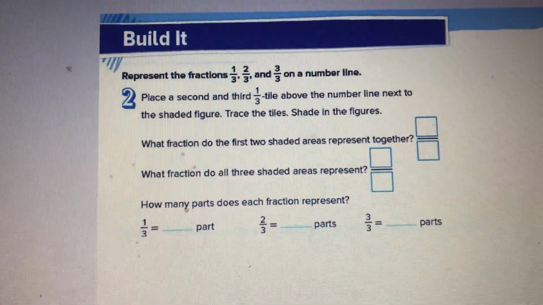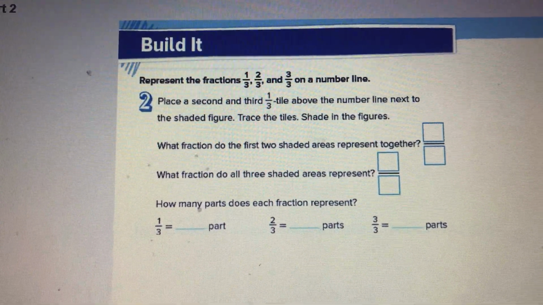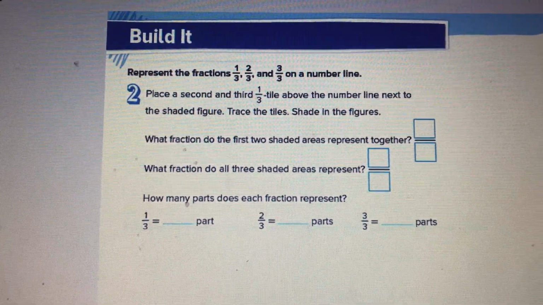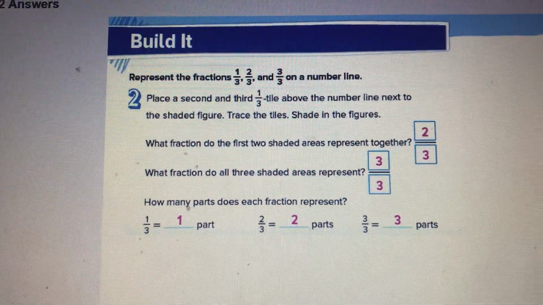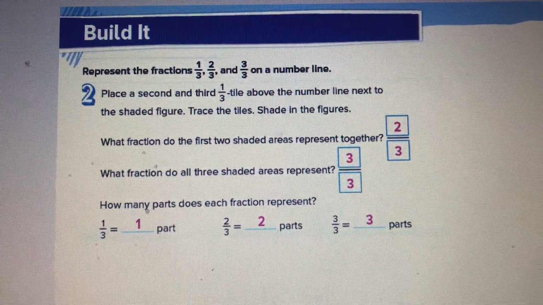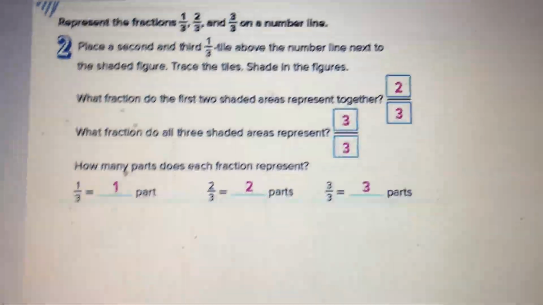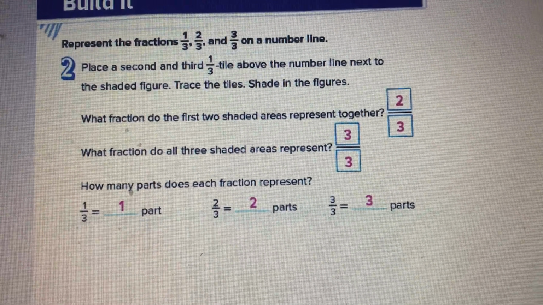What fraction do the first two shaded areas represent together? That would be 2/3. And what fraction do all three shaded areas represent? That would be 3/3. We would say that 1/3 equals 1 part, 2/3 equals 2 parts, and 3/3 equals 3 parts. Again, you guys can pause the video when you need to.